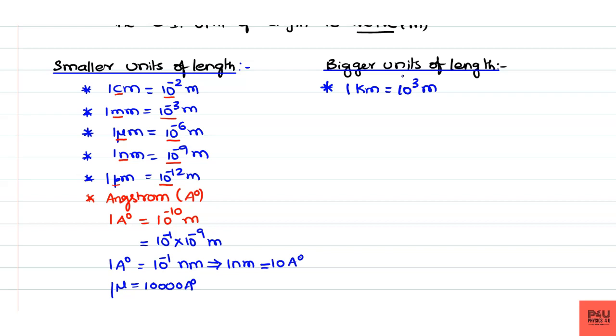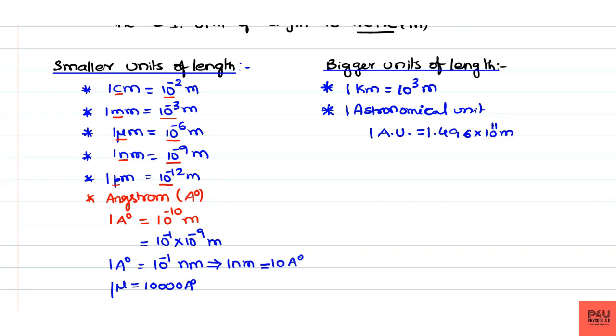And some non-metric units of length are there. So what are the non-metric units? Bigger units of length, like the astronomical unit. 1 astronomical unit is represented with AU. 1 AU is equal to 1.496 into 10 power 11 meter.